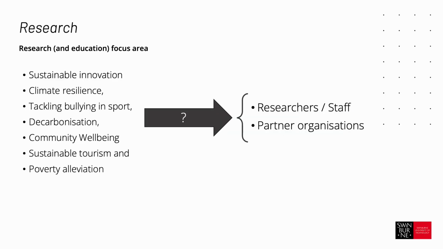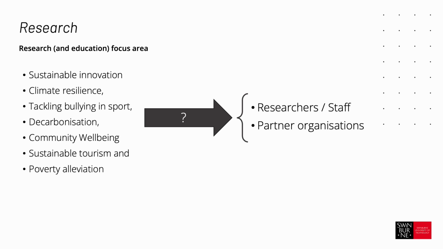So to get information like this, we had a specific focus area. We were looking for specific domains. We wanted to know where the work or effort is, what researchers or partnerships we have in the area of sustainable innovation, climate resilience, tackling bullying in sport, decarbonization, community well-being. So there were specific focus areas, and we were aiming to map our partnerships across different focus areas.